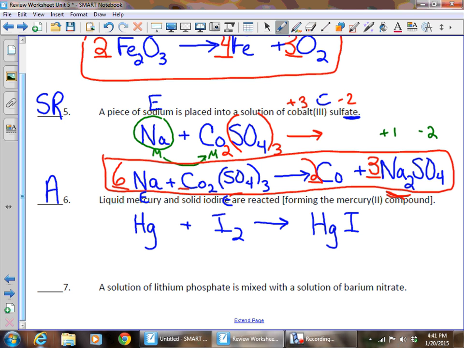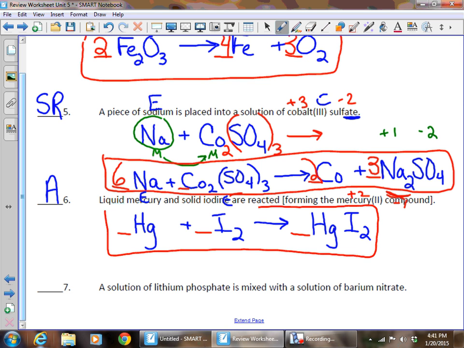We have to find charges. And since it's forming mercury 2, that means it's going to be a +2 for mercury, -1 for iodine. So this time I am actually going to need to put a 2 here, but it's not because it's diatomic. It's because the charges tell me I have to. So there is my reaction. Looks like to balance this, I don't have to do anything. It's already balanced. If it works, don't fix it. So there's my final reaction for this one.